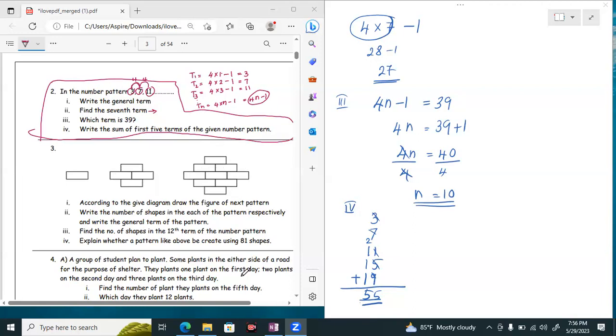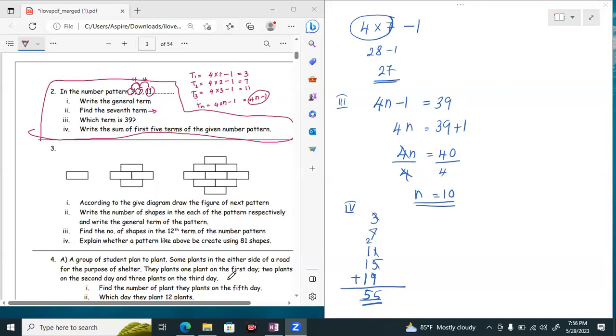How many bricks should be drawn for the next pattern? Tell me, how many bricks should we draw for the next pattern? Send it to me in the chat box.